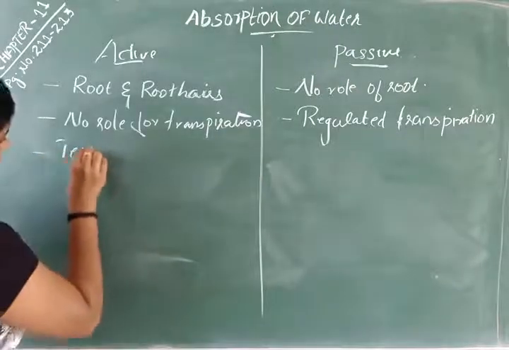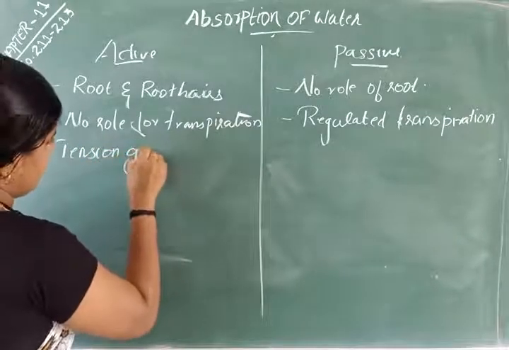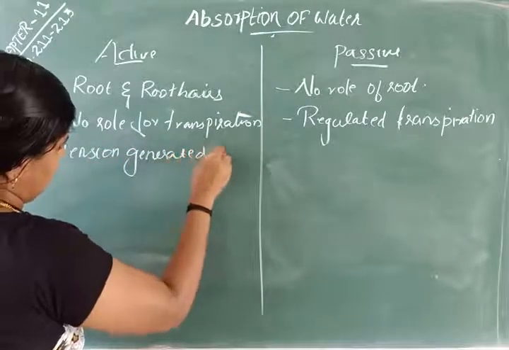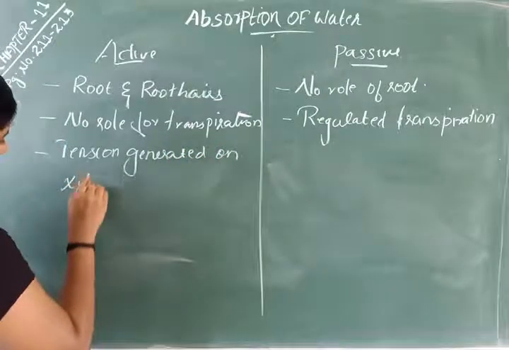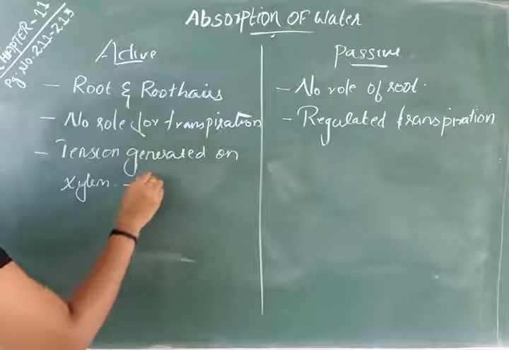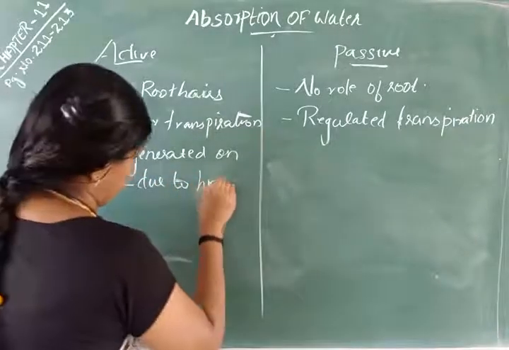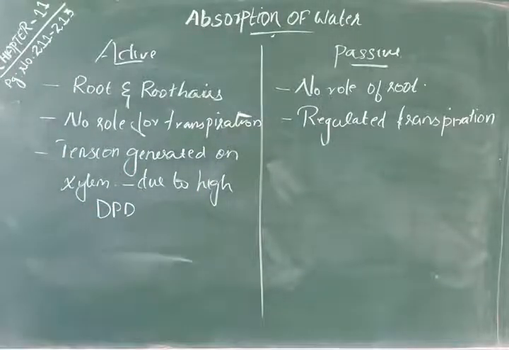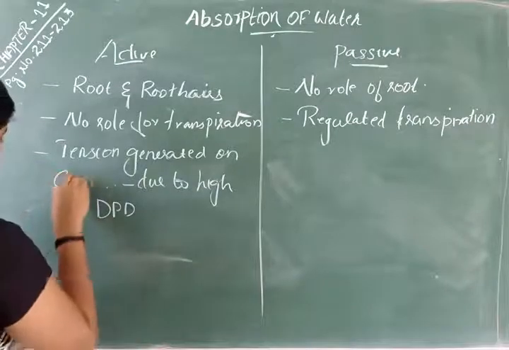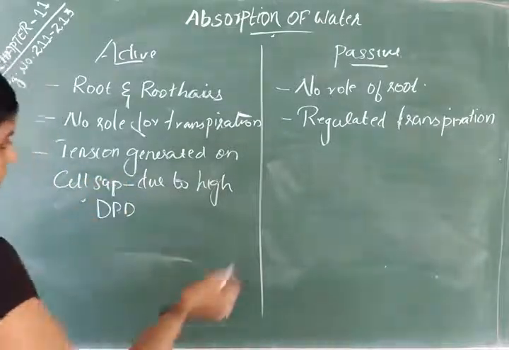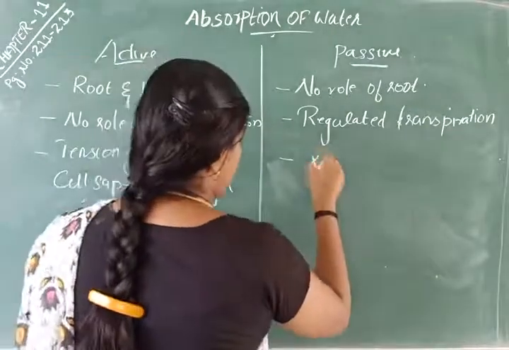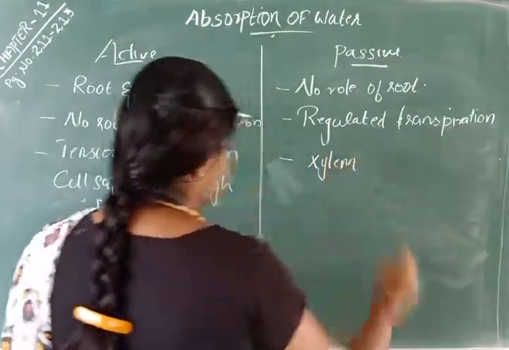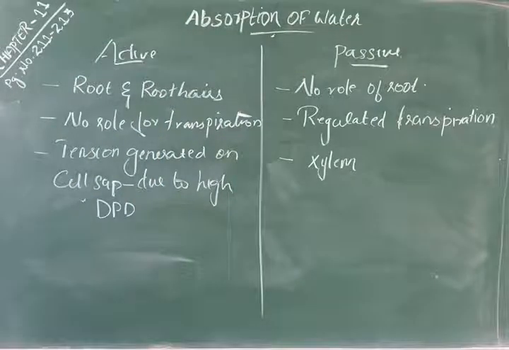So, tension generated on cell sap due to high DPD, whereas here tension is generated on the xylem. As a result, the water absorption takes place.